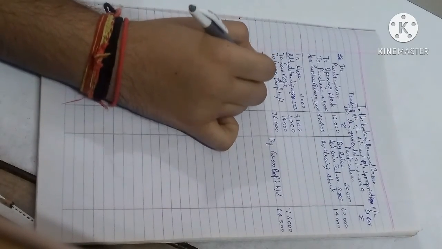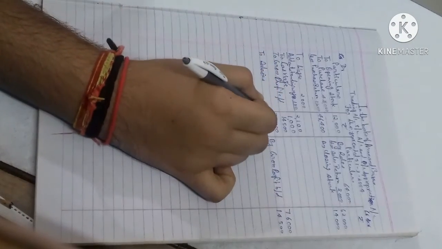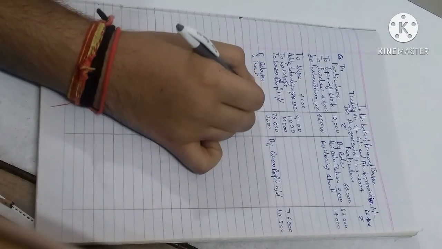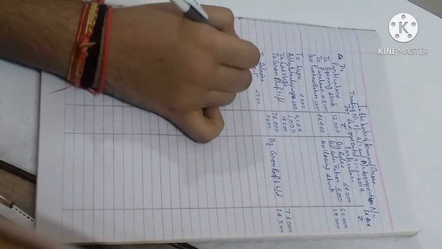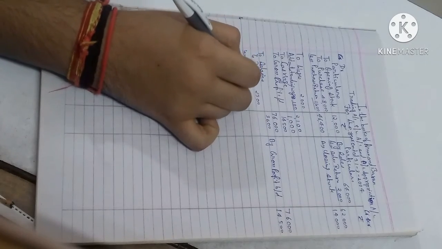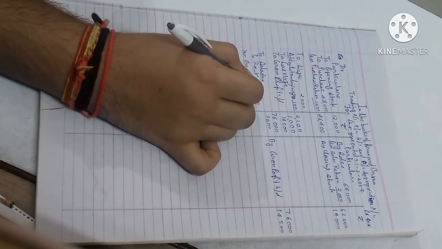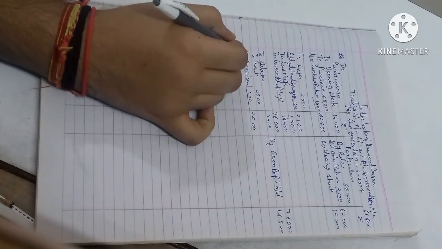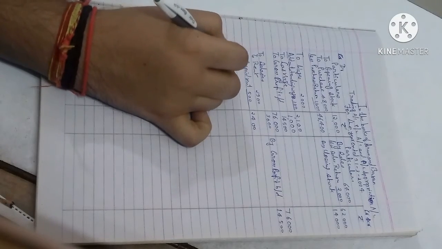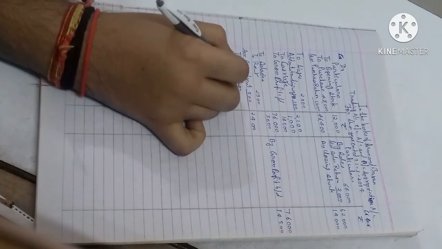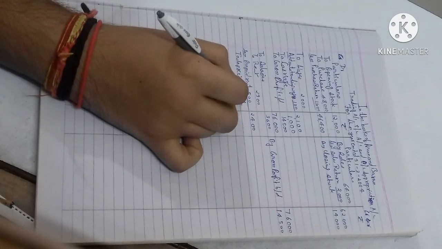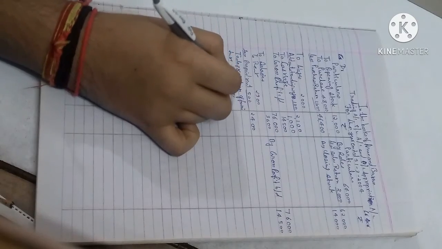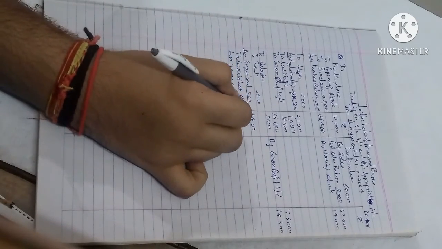To salaries, 3,600. To rent, 2,900, less prepaid rent 500, 2,400 if we do the subtraction. To depreciation of furniture, 12,000 into 10%, 1,200.